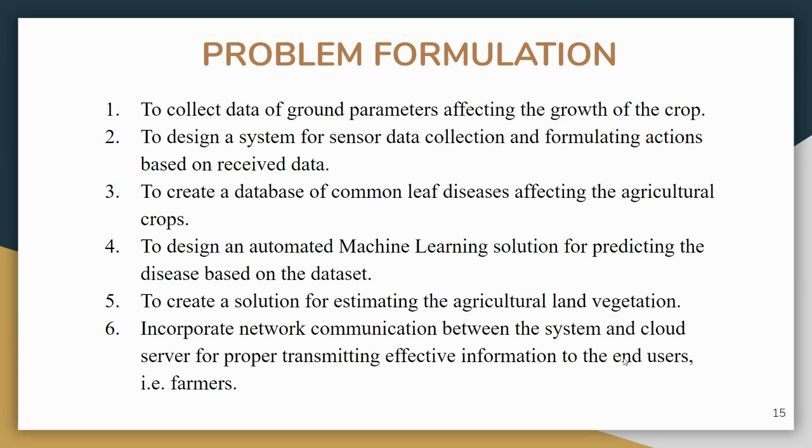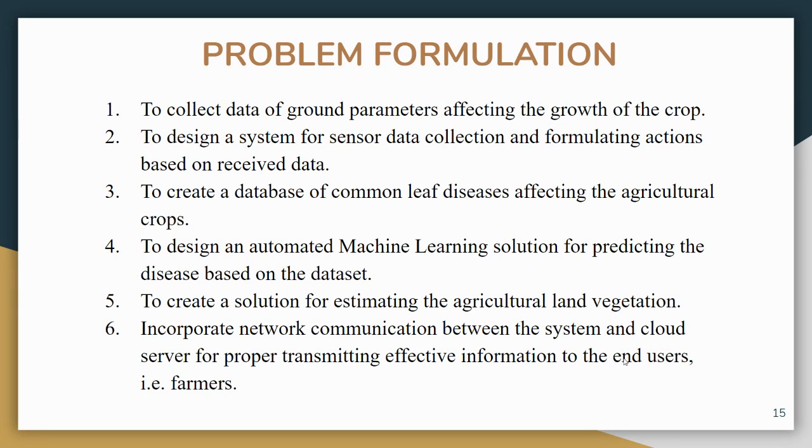The problem formulation for this presentation is divided into six points. First is to collect the data of ground parameters which affect the growth of the crop. Second is to design a system for sensor data collection and formulating actions based on the received data. Third is to create a database of common leaf diseases affecting agricultural crops.